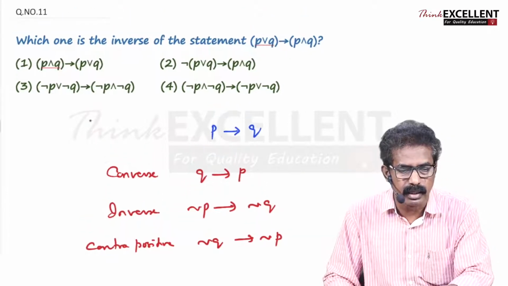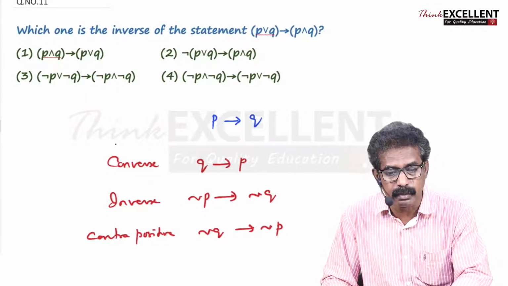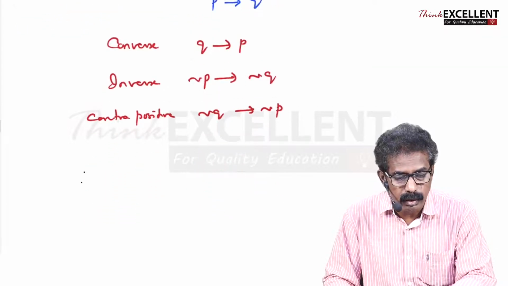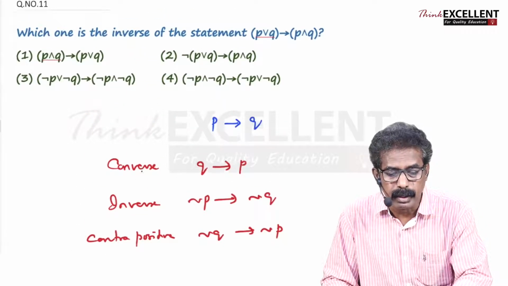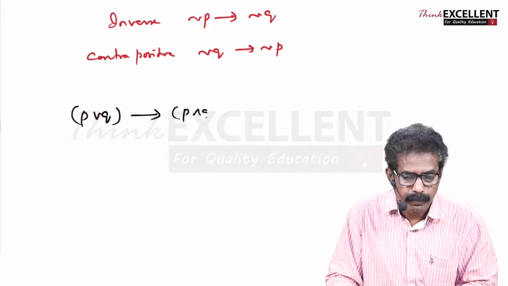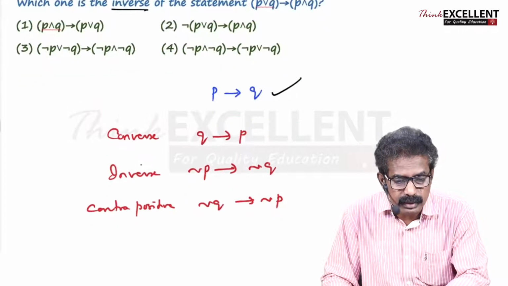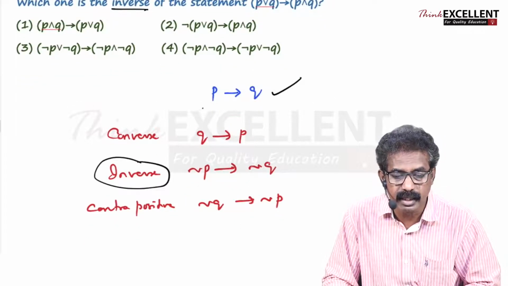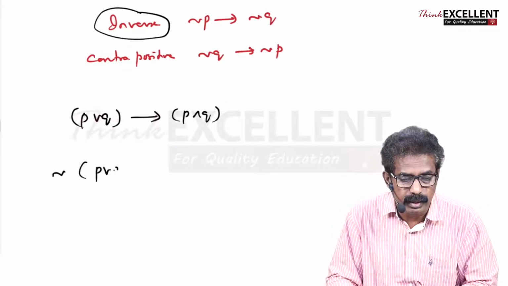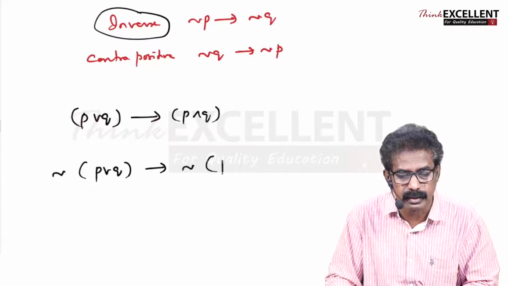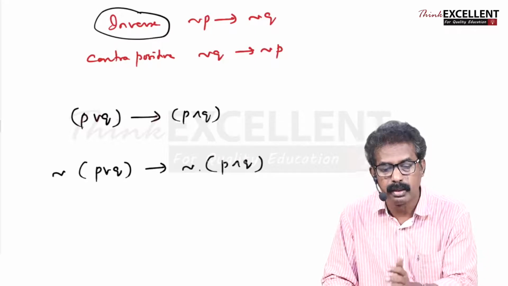Okay, so here what they asked, which one is the inverse of the statements? So which statement? P join Q implies P meet Q. So this is like our P implies Q. Okay, so what they asked? Inverse means this one. So negation of the first statement implies negation of the second. So negation of the first one, P join Q, implies negation of the second. If not P join Q, then not P meet Q, right?